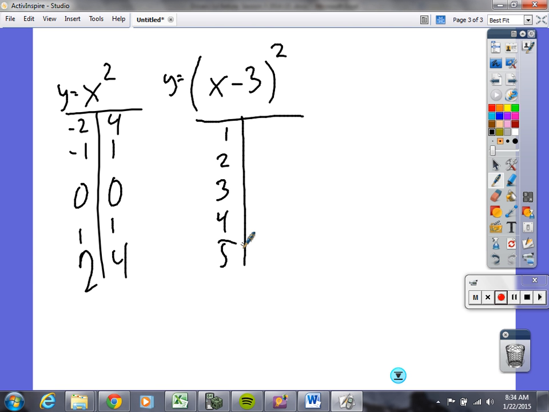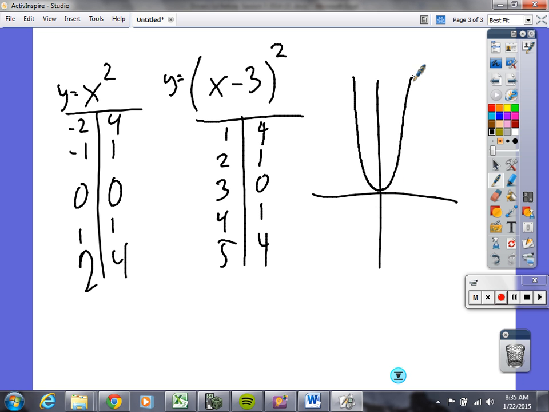Now notice when I plug them back in, what's 1 minus 3? -2. -2 squared comes back still at 4. 1, 0, 1, 4. It still gives you those exact values. Right? That's called the transformation. We are transforming this, in this case 3 units to the right. So here was our parent. Here's our shift. Exact same graph, just shifted to the right 3. Does that make sense?